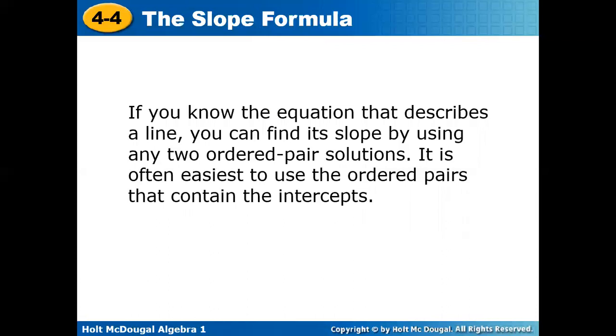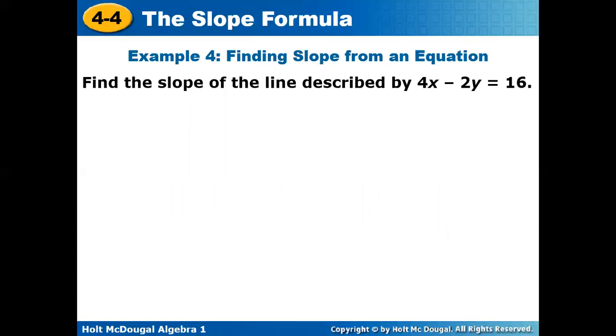Now, if you know the equation that describes a line, you can find its slope by using any 2 ordered pair solutions. We already did this lesson in geometry and we explained it. Today we explain it in algebra. Find the slope of the line described by 4x minus 2y equals 16.